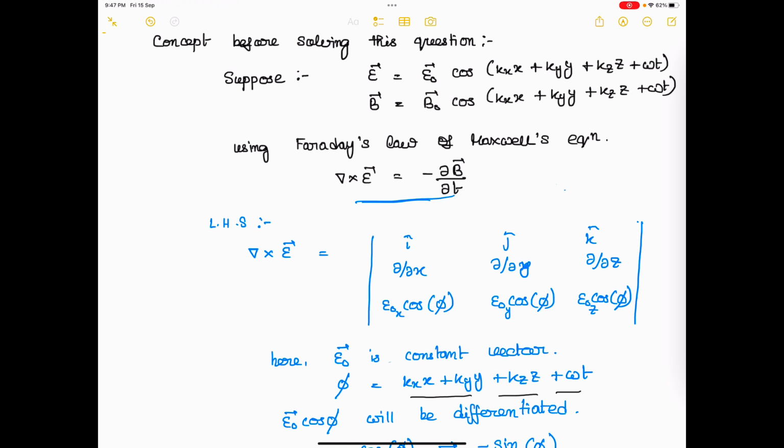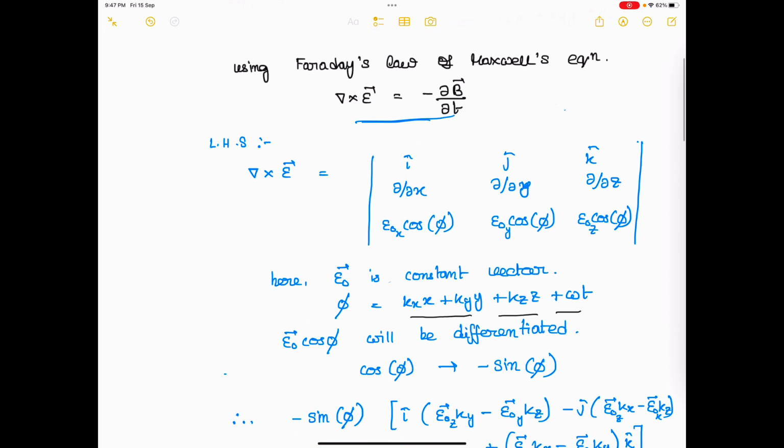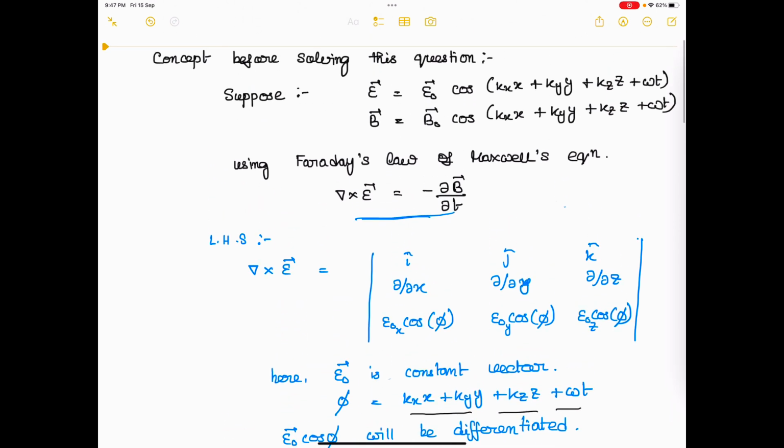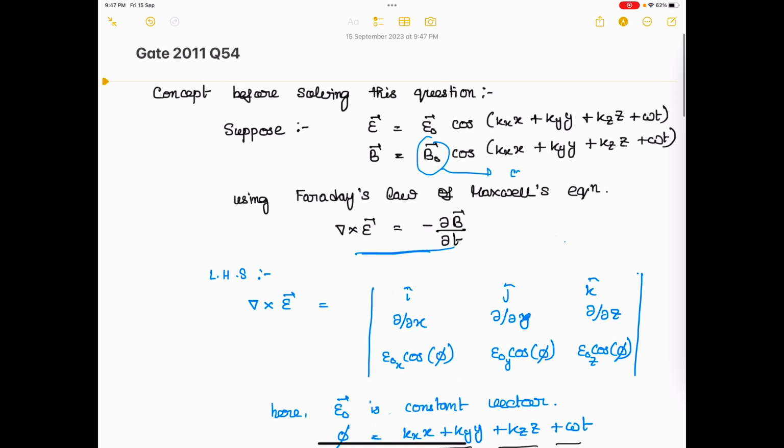So del cross E is equal to the determinant of i cap, j cap, k cap, as the definition of the curl says. And we have to remember that E naught and B naught are constant vectors. As we can see in the question also, B naught is nothing but a constant vector. So these are all constant vectors. Remember these things, that E naught and B naught both are constant vectors.